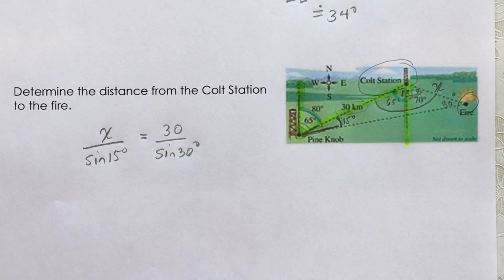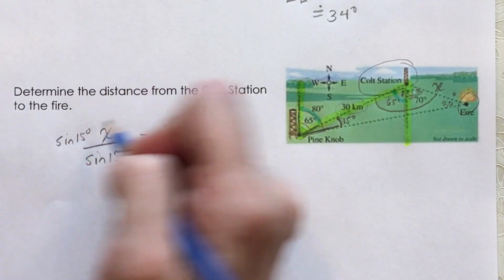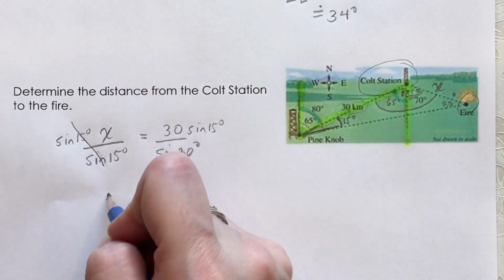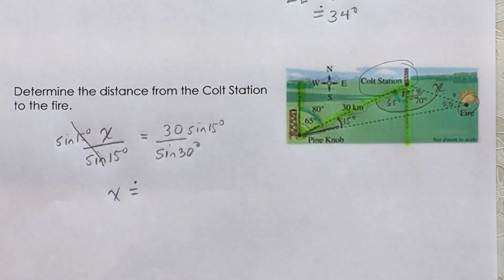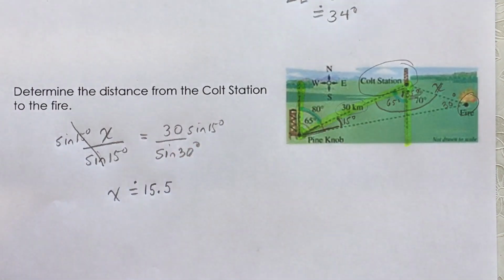All right, so now we want to get x by itself, so we're going to just multiply both sides by the sine of 15 degrees. And we get that x is approximately 30 times the sine of 15 divided by the sine of 30. Please make sure you are able to do this on your calculator. Please ask somebody for help if you are not getting the correct answers.